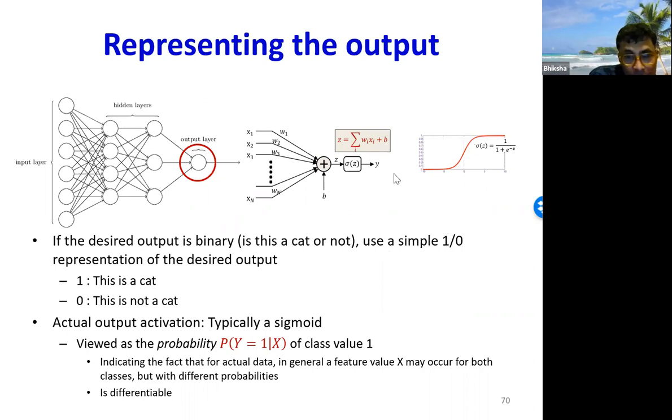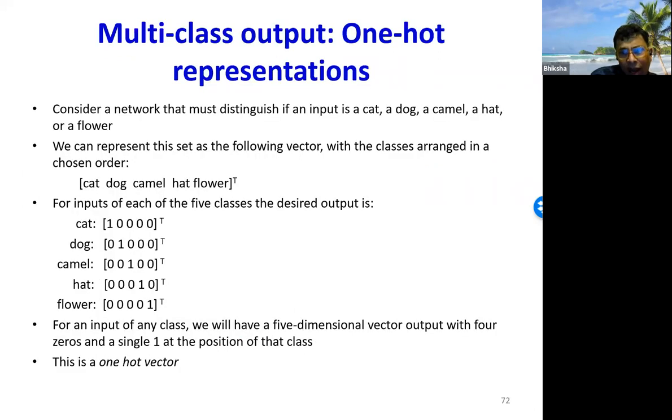The actual output of the network is going to be typically a sigmoid of this kind. And the actual output of the network can be viewed as the probability of 1 given the input. This is a probability. So, if you're showing it images, this is the probability that the image is that of a cat given that particular input itself. And so not only is this a probability, it's also differentiable. So it's kind of nice. So for simple single binary outputs, things are simple.